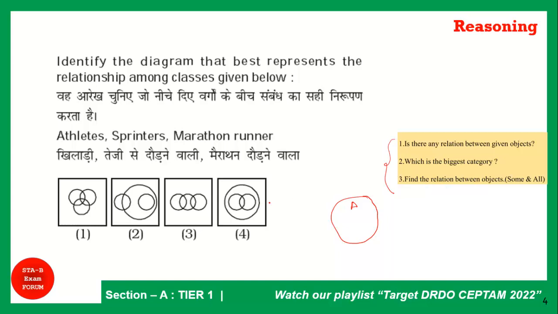Now we have to find the relationship between the given objects. Sprinters are athletes, right? And marathon runners are also athletes. So we made a circle. These are our sprinters, these are our marathon runners. So these two are athletes. Is this correct? No. Why? Because some sprinters can be marathon runners also, or some marathon runners can be sprinters also. So there will be an overlapping region between these two. So option 4 is the correct answer.